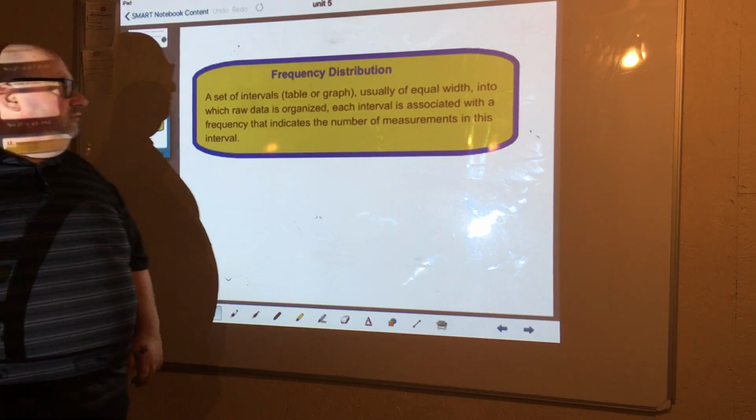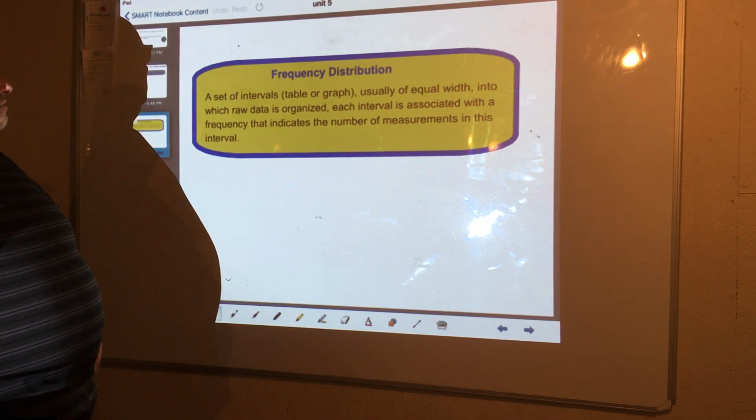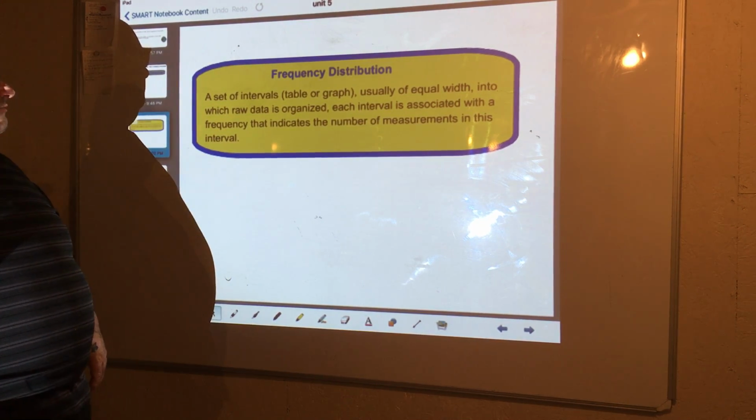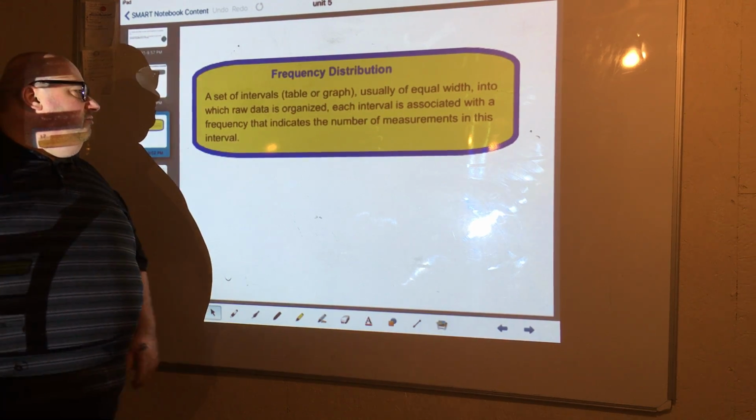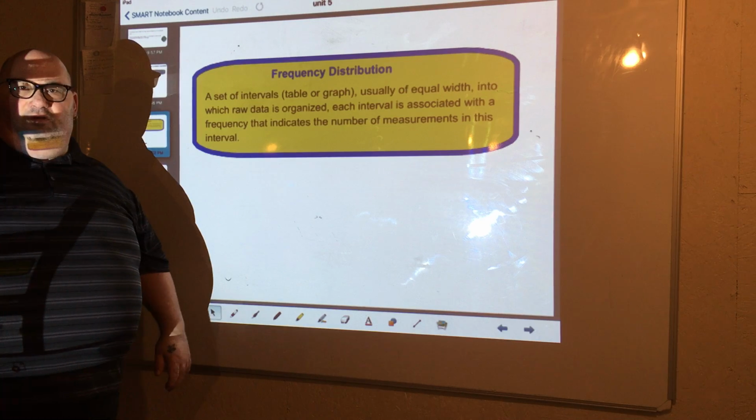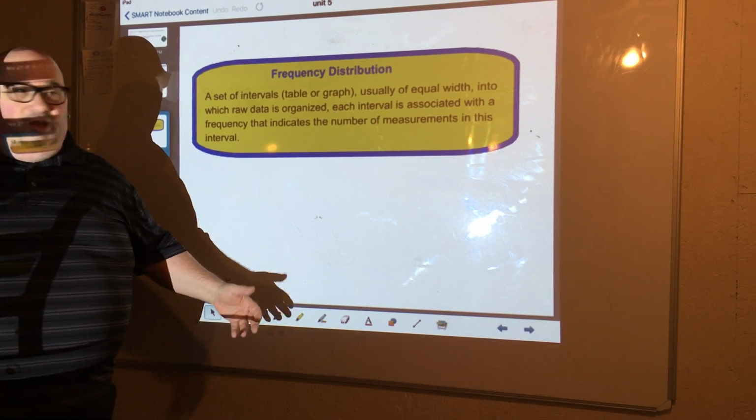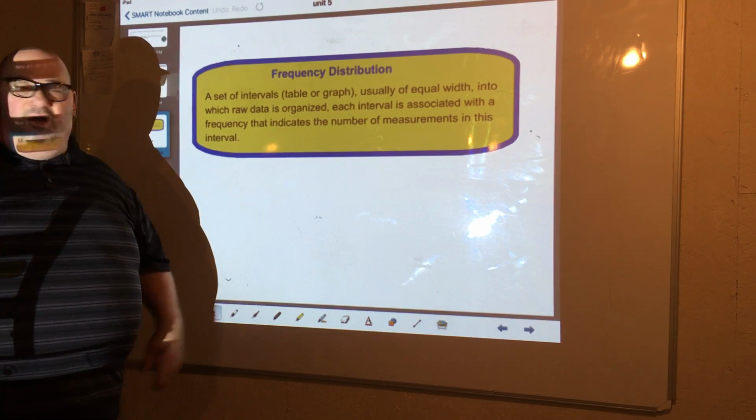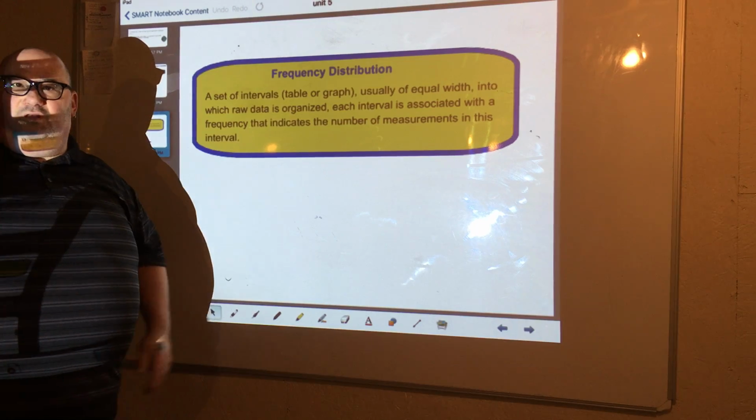So a set of intervals, so tables, graphs, usually of equal width into which raw data is organized. Each interval is associated with a frequency that indicates the number of measurements in this interval. So what does that mean? Basically a graph, right? So remember, we have some measurements on the vertical, measurements on the horizontal.